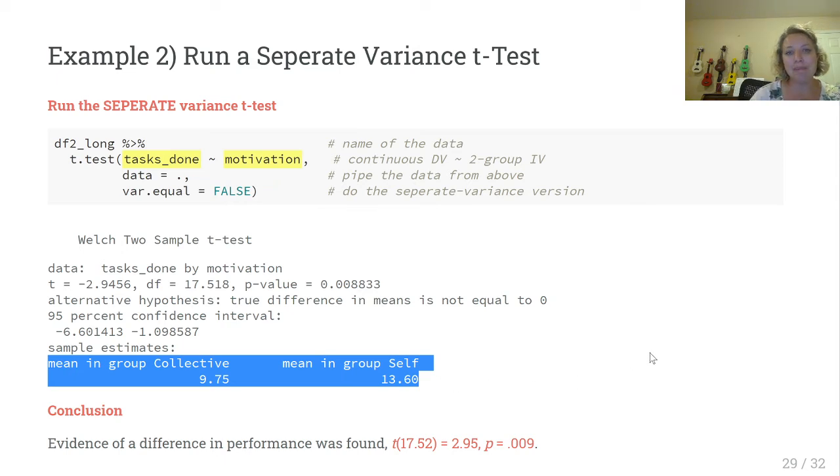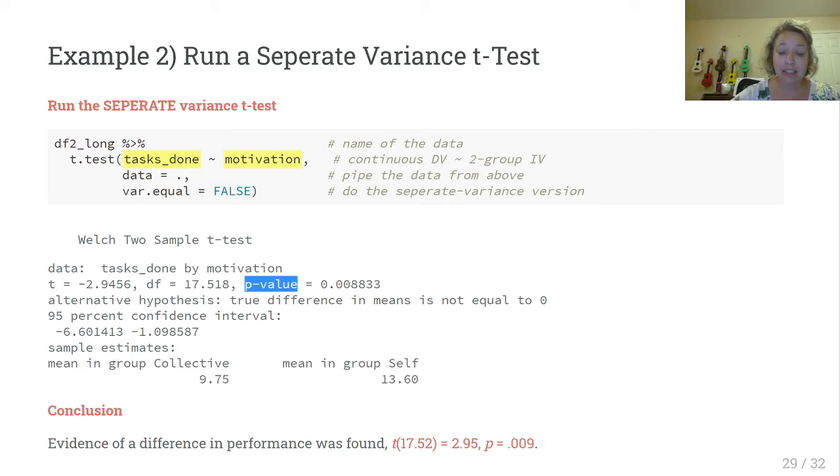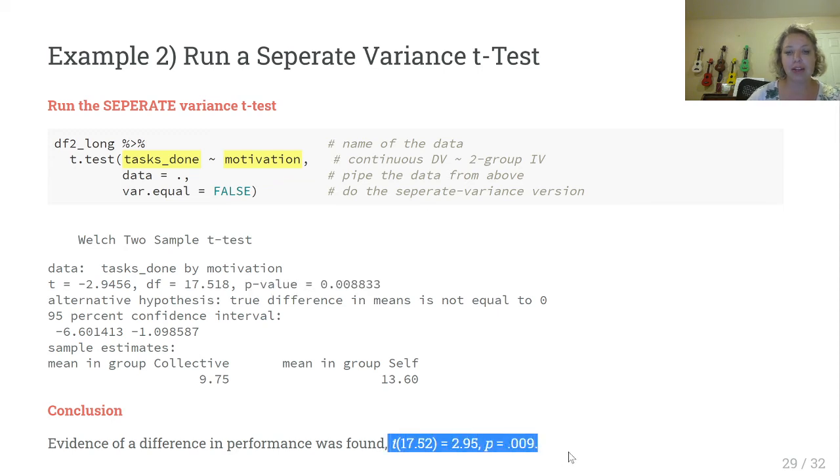And by looking at the means, the summary statistics, we can see that there was more performance, more tasks completed in the self-motivation group, whose average was 13.6, versus the collectively motivated group, where its average was 9.75. So again, when there is a significant effect, you should say which direction, which group's higher, which group's lower. And then we would put our test statistic here at the end.